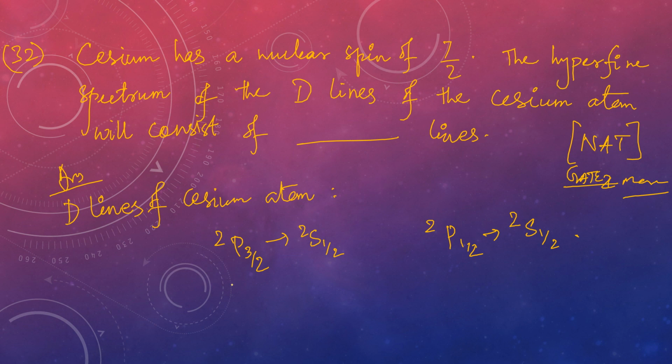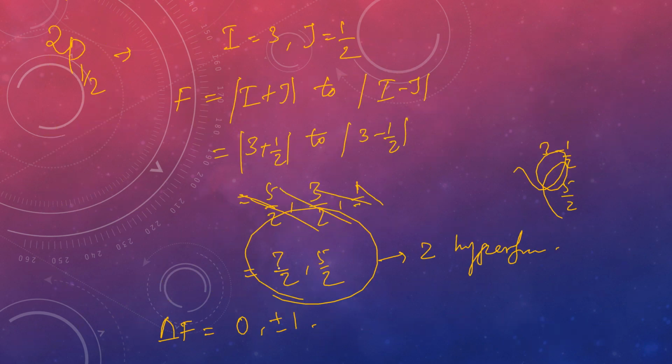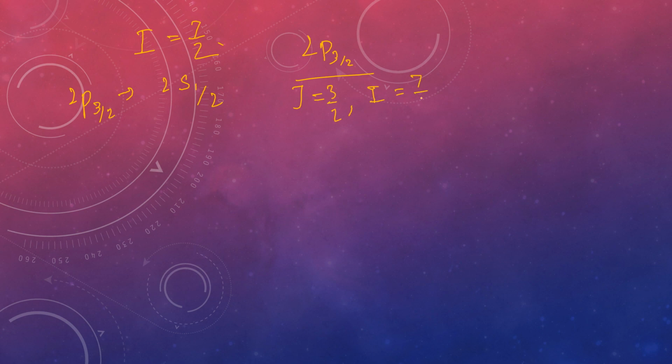Alright, let's do the first one, the way we did the previous one. Nuclear spin is given as 7 by 2, so I is equal to 7 by 2. First one is 2p 3 by 2 to 2s half, so we will check both of them. For 2p 3 by 2, j is 3 by 2 and I is 7 by 2. So what are the F values? F values run from j plus I to j minus I. 3 by 2 plus 7 by 2 is 10 by 2, that is 5. 3 by 2 minus 7 by 2 is 4 by 2, that is 2, taking the mod. So F is 5, 4, 3, 2.